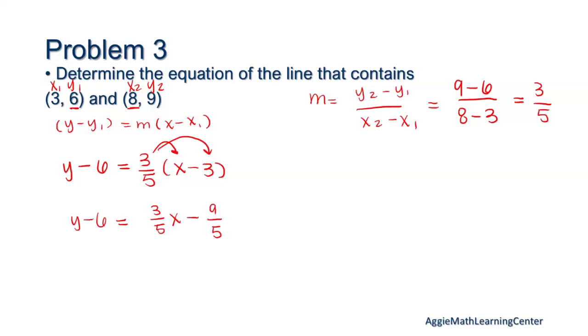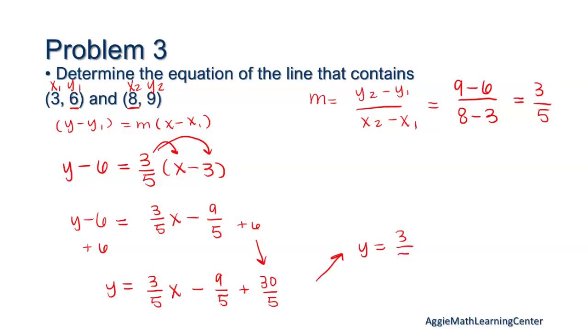Okay, and then I'm going to add this 6 over to both sides. So I'm going to get y equals 3/5 x minus 9/5 plus 6. If I write it with the same denominator, this is 30/5, that's the same as 6, so that I can add those two together. So in the end, I get y equals 3/5 x plus 21/5.